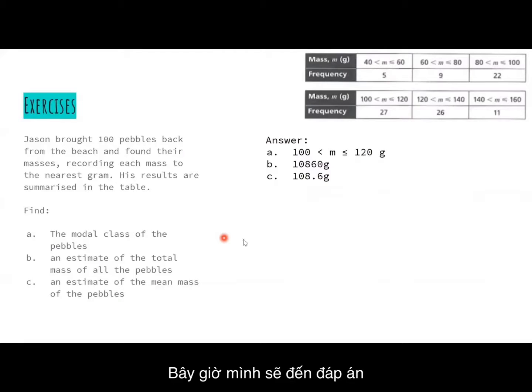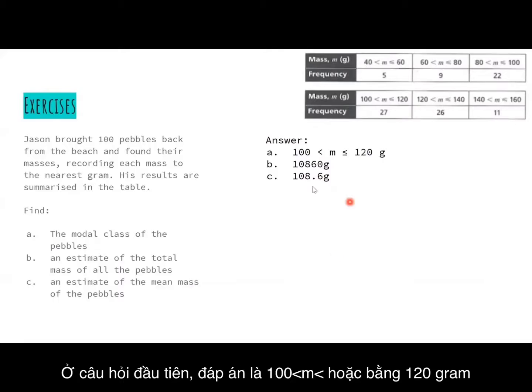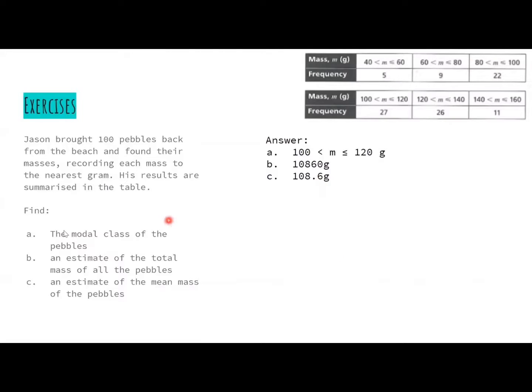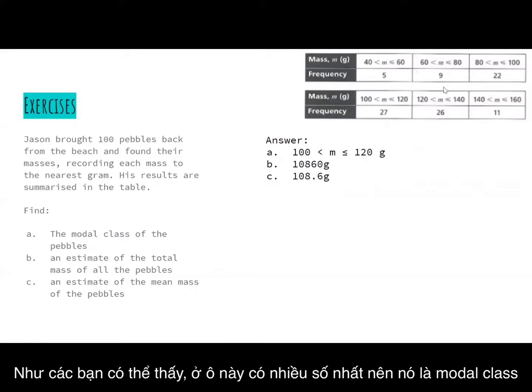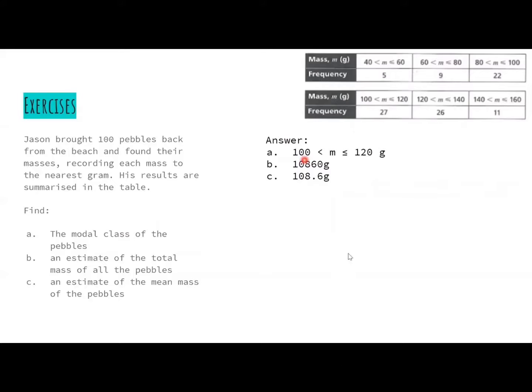Now we'll go to the answer. In the first answer, the modal class of the pebbles, you have 100 < m ≤ 120 grams. As you can see here, in this class, you will have the most frequency, so it's going to be the modal class.